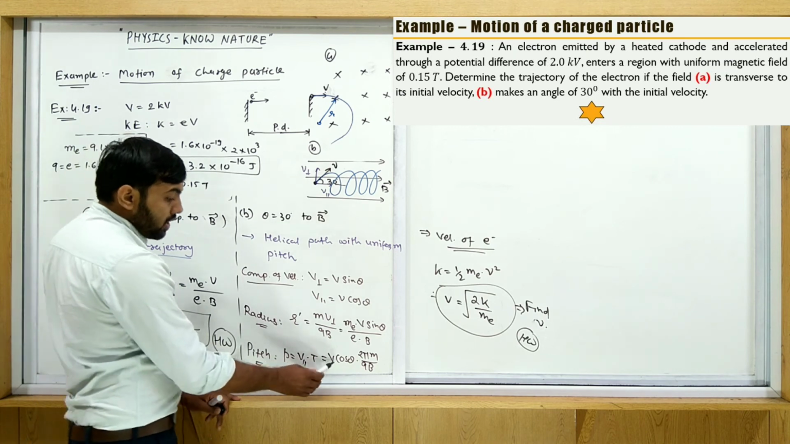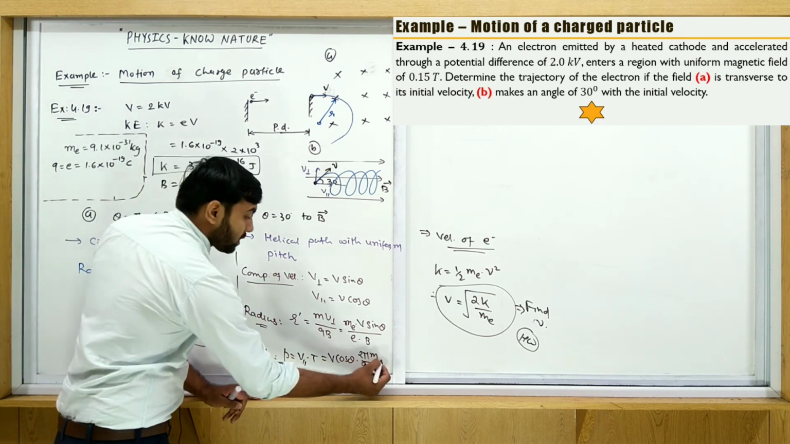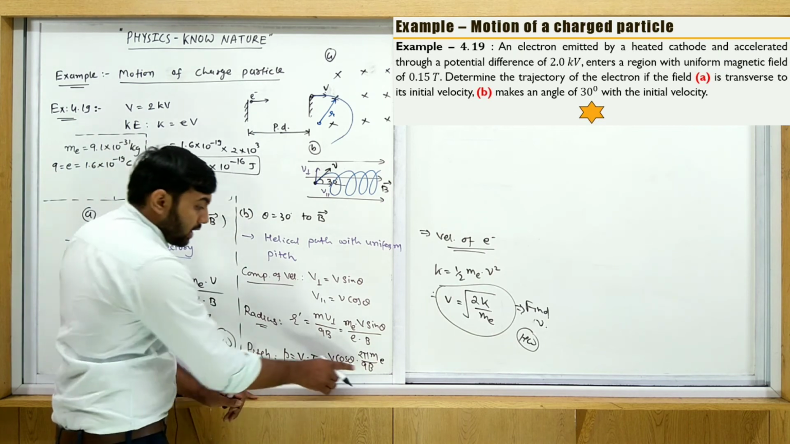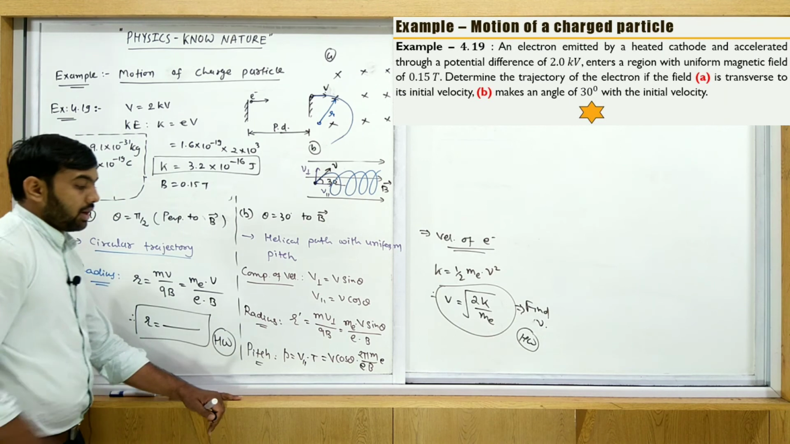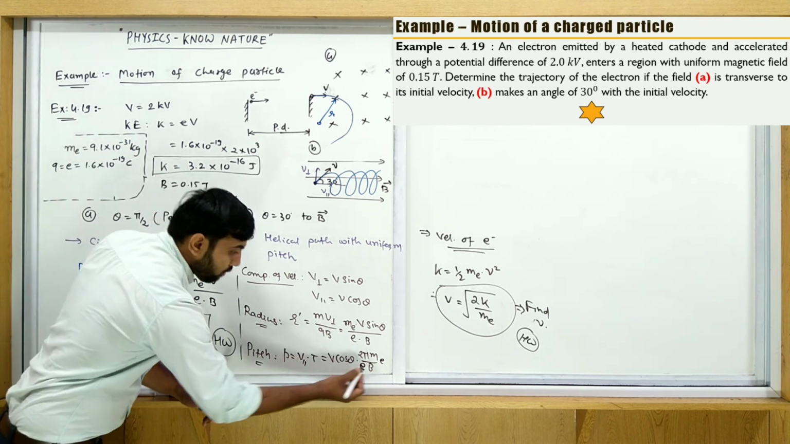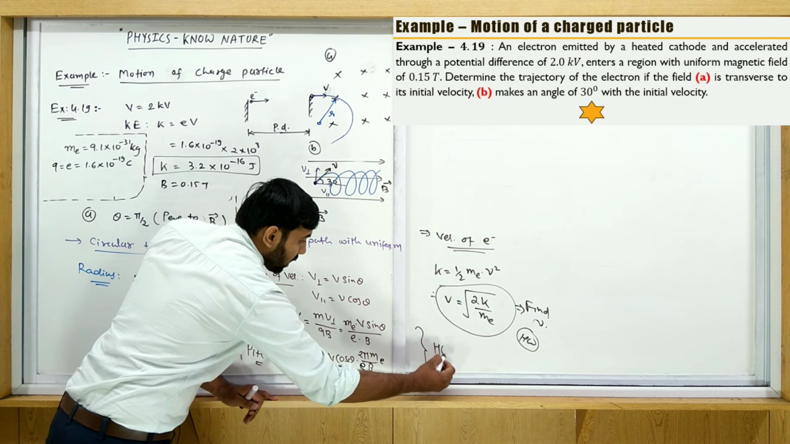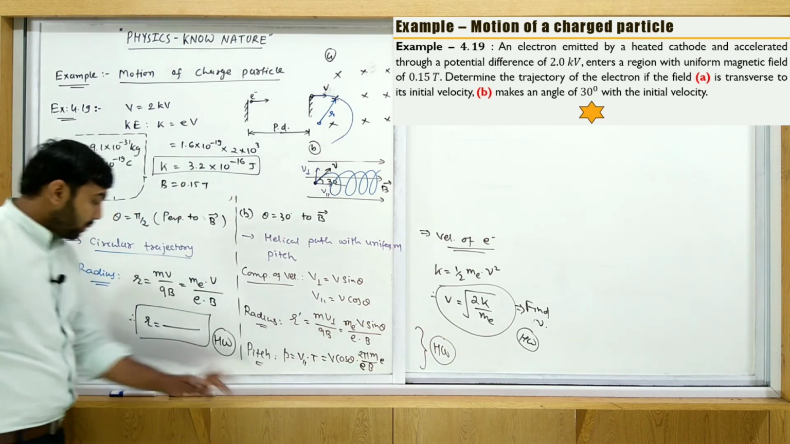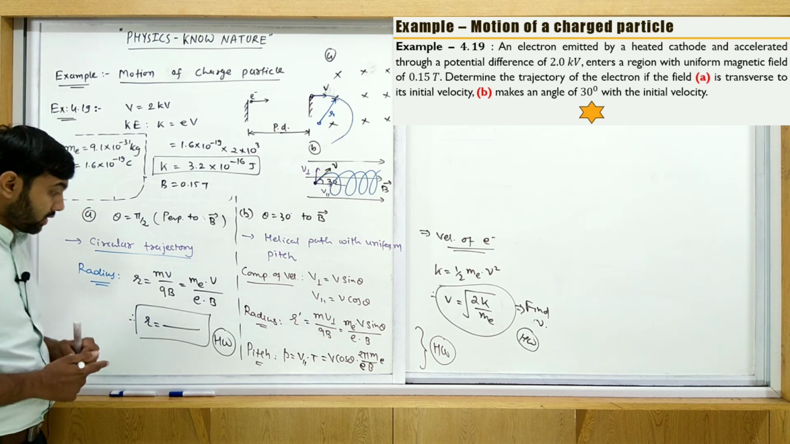V is known, cos 30, 2 pi m, where m is replaced by m of electron, and q is replaced by charge of electron, and B, everything is known. Put all the values, you get the answer. इसमें भी कैलकुलेशन जो है वो होमवर्क में. सो पूरे एग्जाम्पल में काफ़ी सारी कैलकुलेशन है, सभी वैल्यू रख के आप कैलकुलेशन कर सकते हो.